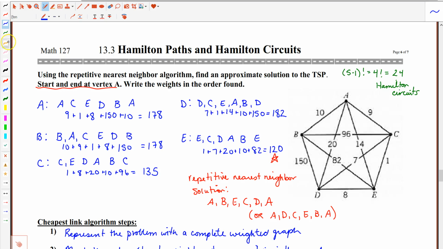As a fun fact moving forward on this, if you were to solve this graph using brute force, you would find that the optimal solution, which means then out of these 24 Hamilton circuits, you would be finding those 12 unique ones. Out of those 12 unique ones, you would be finding the weights of every single one of them. You would find that the optimal solution will have a weight of 116. And the tour would be A, B, E, D, C, A, or the mirror image of this would also work. So notice that the nearest neighbor, repetitive nearest neighbor, or cheapest link, none of them gave me the optimal solution for this graph.